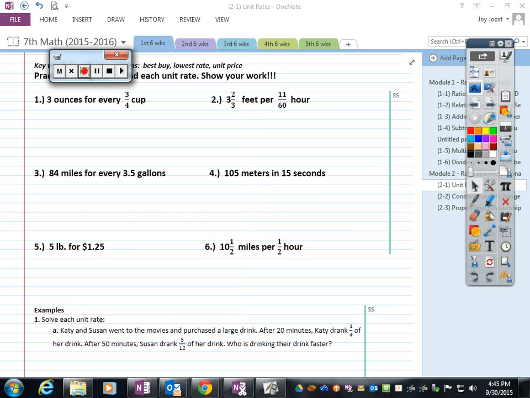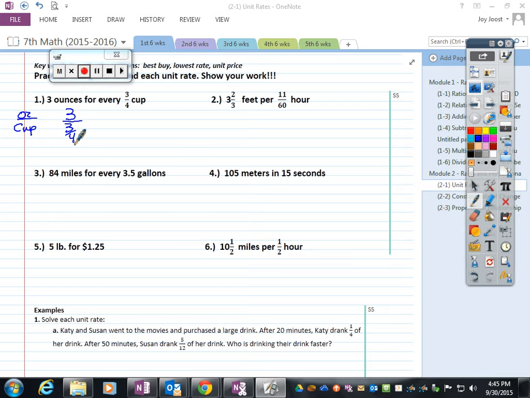All right, let's look at some practice problems. We have 3 ounces for every 3/4 cup. So when we do the practice problems, we want to get in the habit of writing our ratio in words to make sure that we set it up correctly. So we are going to have ounces over cup. So we have 3 ounces, that would be my numerator. For every 3/4 cup, that would be our denominator.